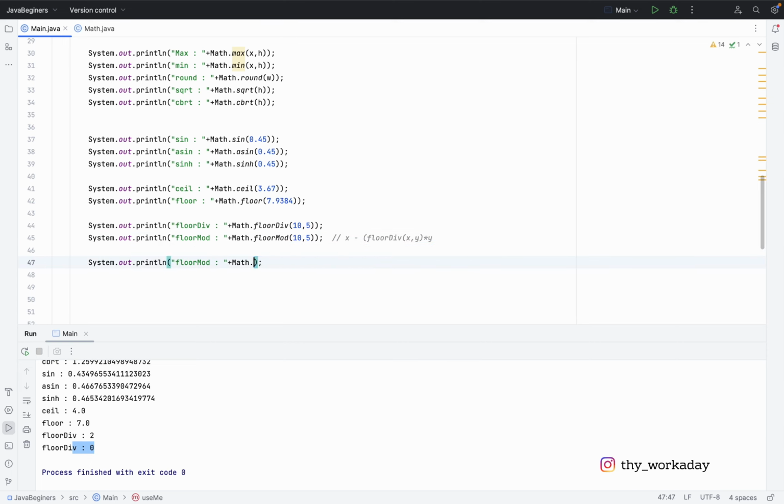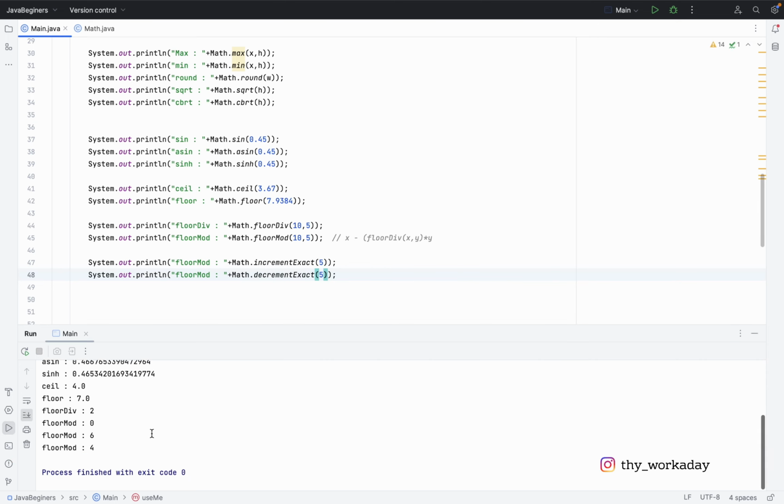Increment means if I give 4, it will give me 5. If I give 5, it will give me 6. Decrement means if I give 5, it will give me 4. So first increment will be 6, decrement will be 4. So this is for increment and decrement purpose. As like that, we have copy sign.